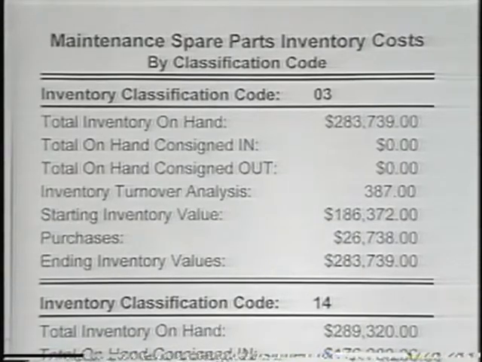We had inventory turnover analysis of $387. We had starting inventory of $186,372. We had purchases of $26,738, so therefore the ending inventory is equal to the total inventory for the first line in this particular illustration.